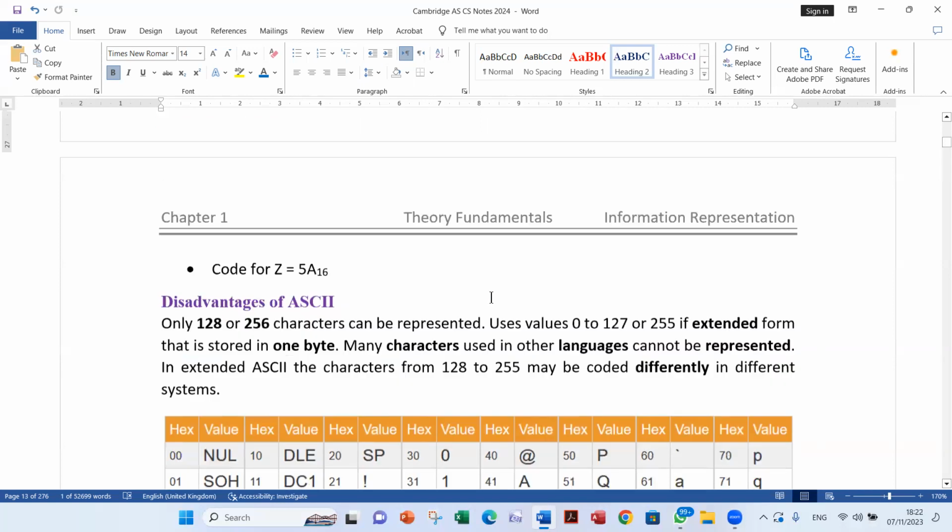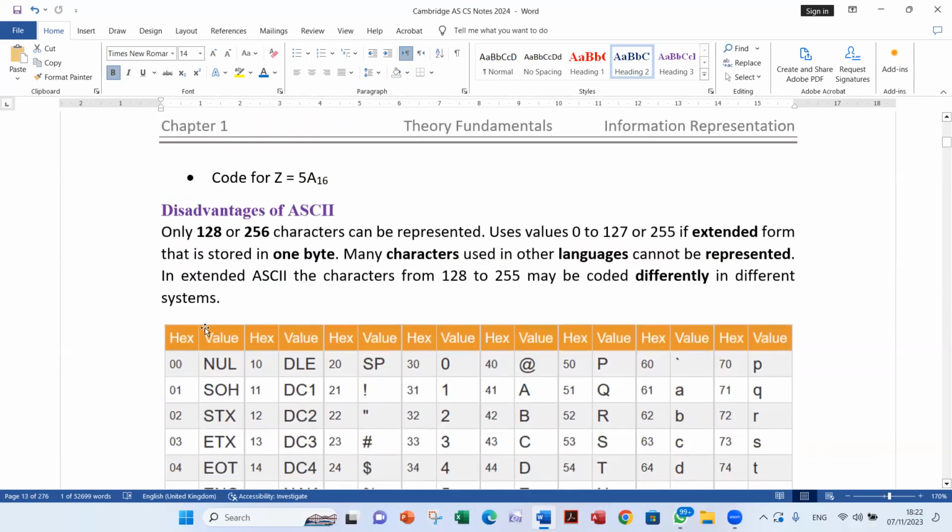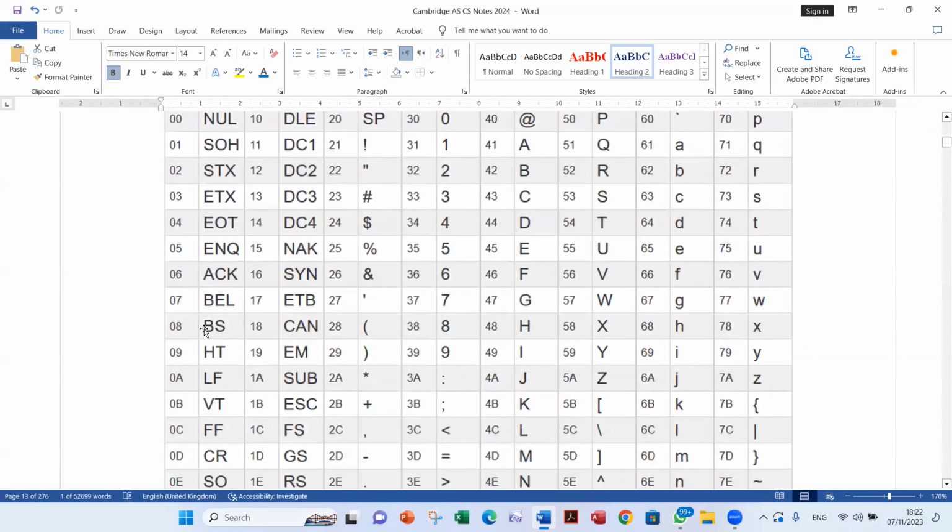Okay. So yeah, and also all the programming in the O level and in the AS and in the A2 will be using the ASCII code. You are not supposed to memorize this at all, but you have to be very much familiar with it.